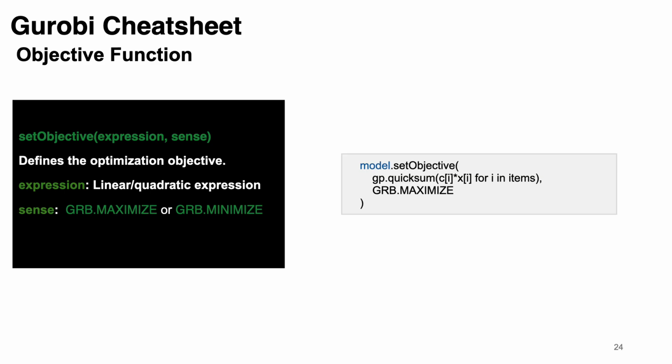The next step is defining our target using the setObjective command. This tells Gurobi exactly what you are trying to achieve. This command takes 2 arguments. First, the expression, which is a linear or quadratic formula of your variables. For complex models, we often use gp.quicksum, which is a high-performance version of the standard Python sum function. Second, the sense of the optimization. You must specify either GRB.MAXIMIZE for goals like profit or GRB.MINIMIZE for goals like cost or waste. In the example on the slide, we are maximizing the sum of all costs C multiplied by variables X for every item in our list. This single line turns your collection of variables into a goal-oriented mathematical model.